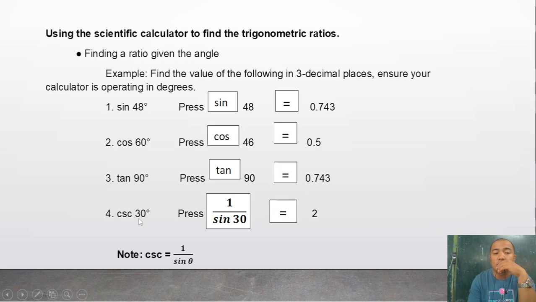How about number 4, cosecant 30 degrees? There is no cosecant in your scientific calculator, but we all know that cosecant is the inverse of sine. So all you have to do is divide 1 by sine 30. 1 divided by sine 30 is equal to 2, right?